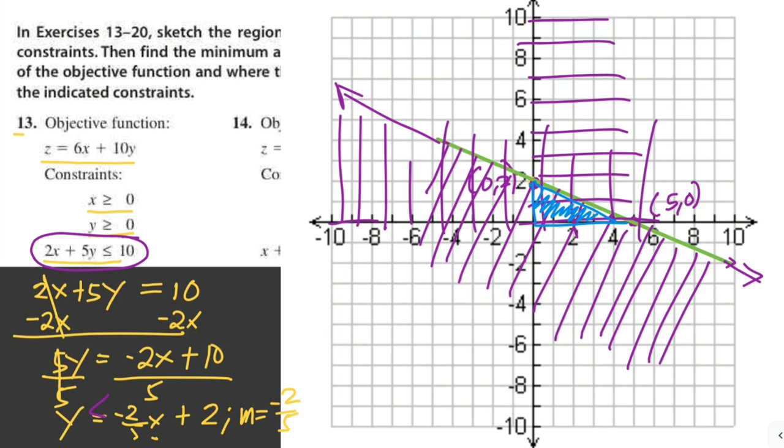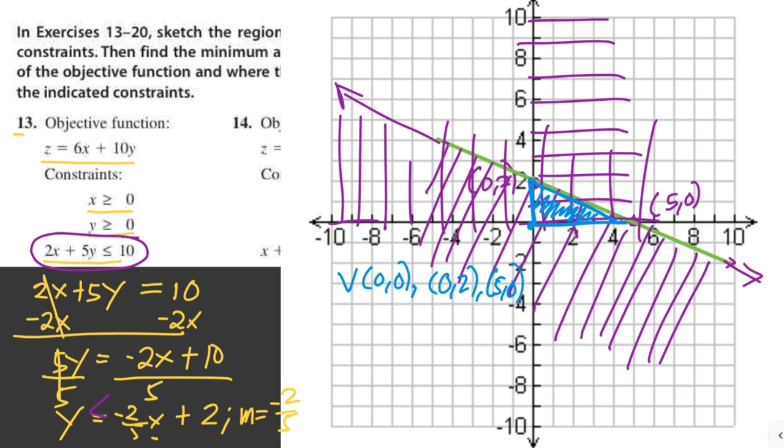And now from this region, we can get the corner points. Alright. So the corner points here are just the vertices of the triangle because it forms a triangle here. So we have 0, 0, 0, 2, and 5, 0.